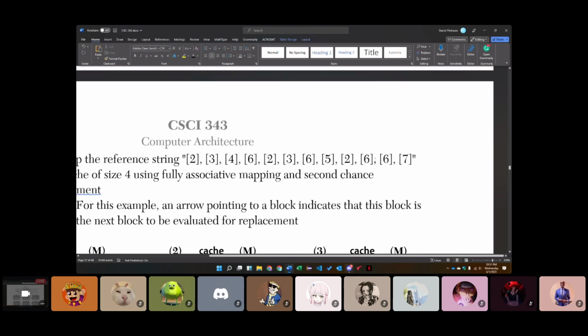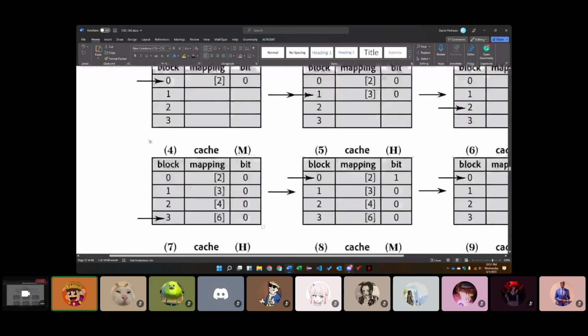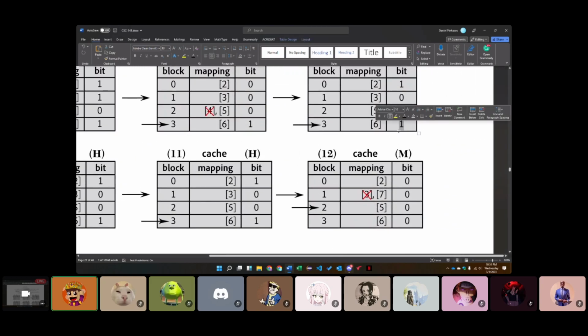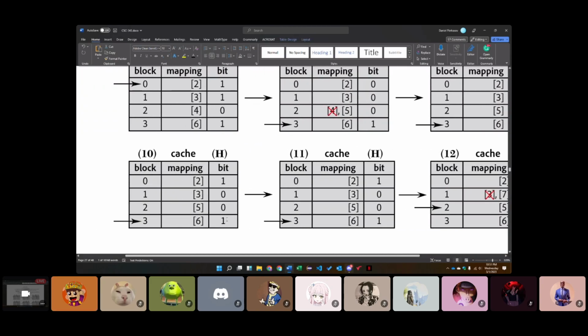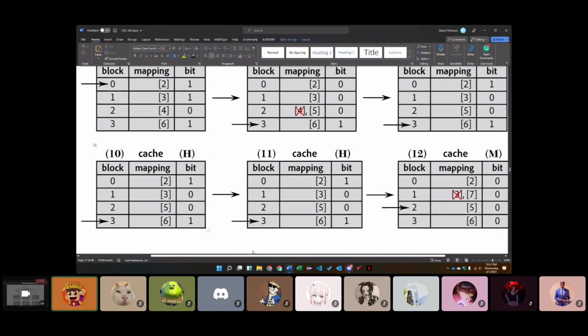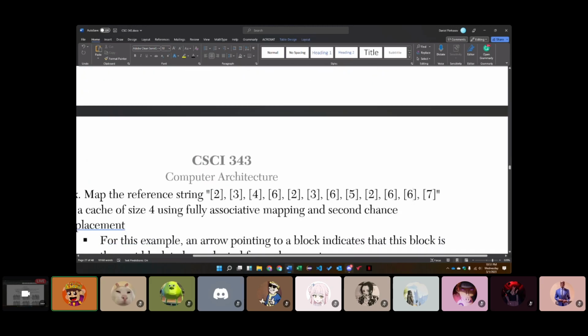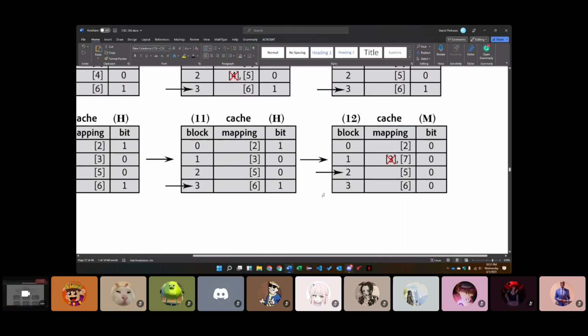And then we have a 6. 6 is a hit. But if you can see, 6 already had a second chance bit, so 6's second chance bit stays the same. Still got the second chance. There's no third chance. And then again we have a 6. Stays the same because it already had a second chance bit.